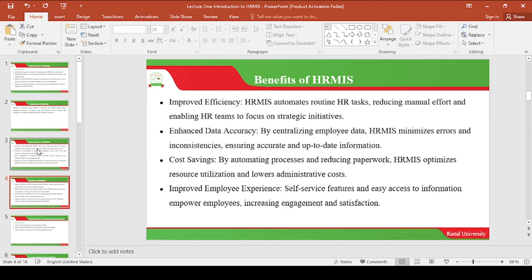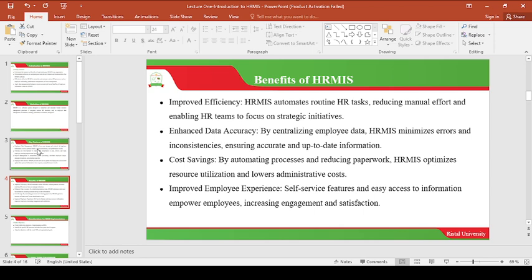So therefore, by doing that, those errors are minimized when we use the system than the traditional method of keeping the information in the file. Because in the file, you might end up keeping someone's academic document in another file, and then retrieving that data becomes a problem. So the system helps you to make sure that the information is accurate.